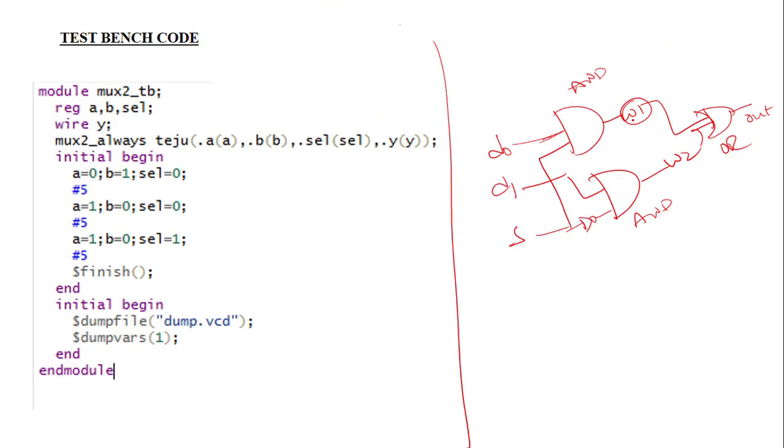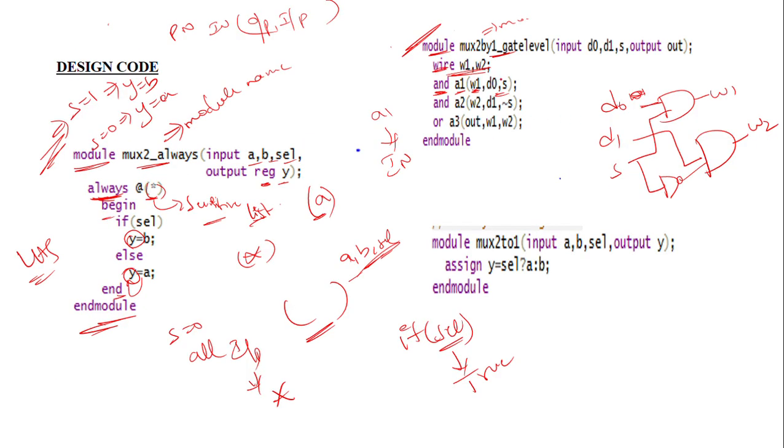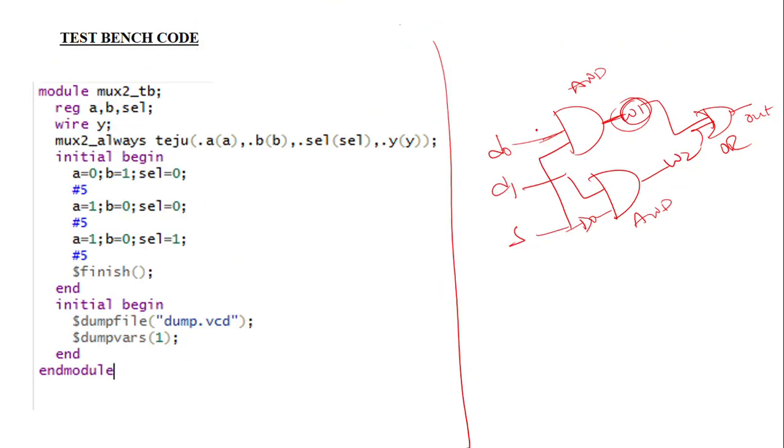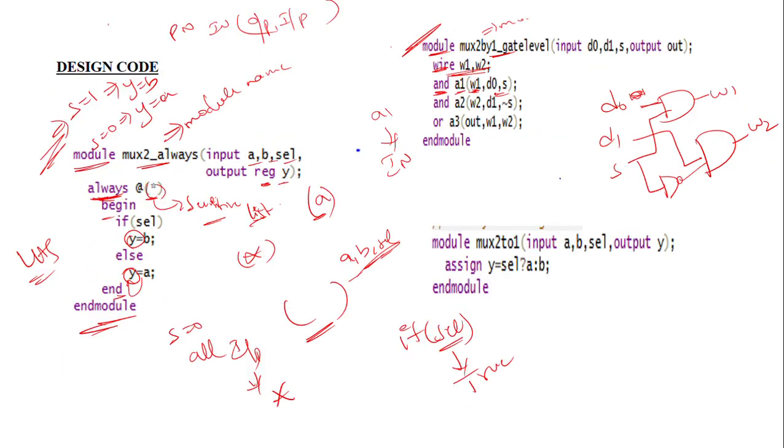So W1 is our output of the AND gate, so it is not to be stored. We just simply drive the output of the AND gate to the input of the OR gate. So simply write it as a wire data type here. W1 is our output and D0 and S are our inputs to this gate. So you simply write the inputs here: W1, D0, S.